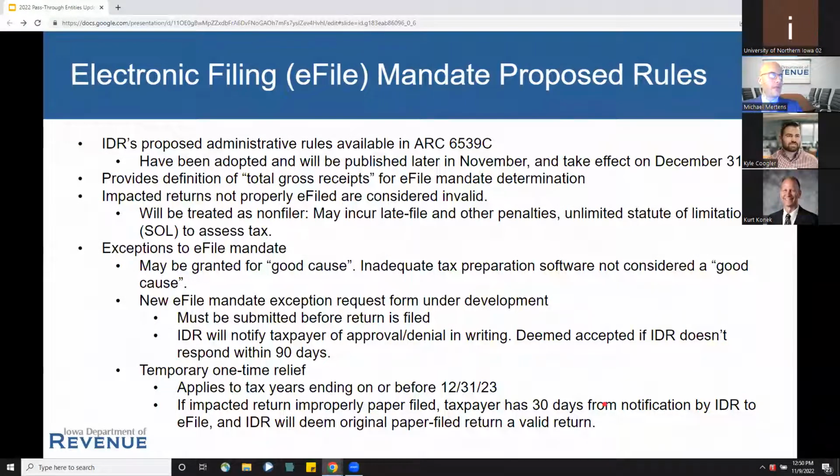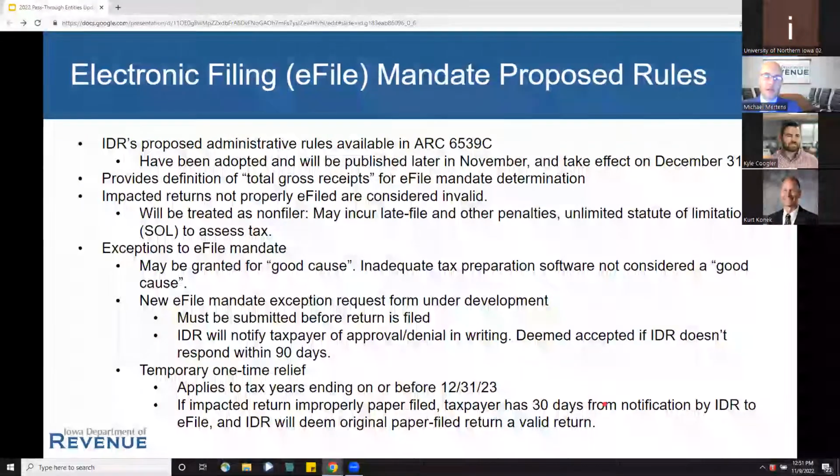These rules are important for a number of reasons. They provide a definition of total gross receipts for purposes of the e-file mandate. And they also provide a number of other pieces of information that I've listed here. So impacted returns that are not e-filed will be considered invalid. What that means is the department will treat you as a non-filer. You may incur late file or other penalties. And of course, if you're a non-filer, the department has an unlimited statute of limitations to assess.